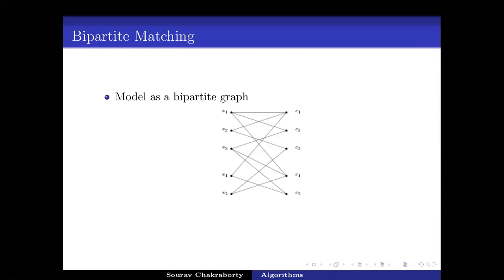So one possible assignment is like S1 is assigned to C1, S2 is assigned to C3, S3 is assigned to C2, S4 is probably assigned to C5, and probably S5 is not assigned to anything. So basically, obviously, we want to find a maximum set of edges such that no two edges share an endpoint.